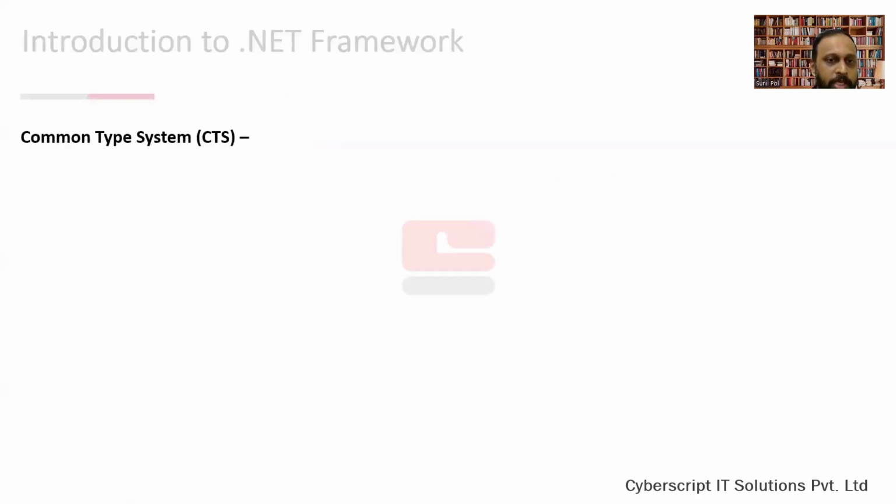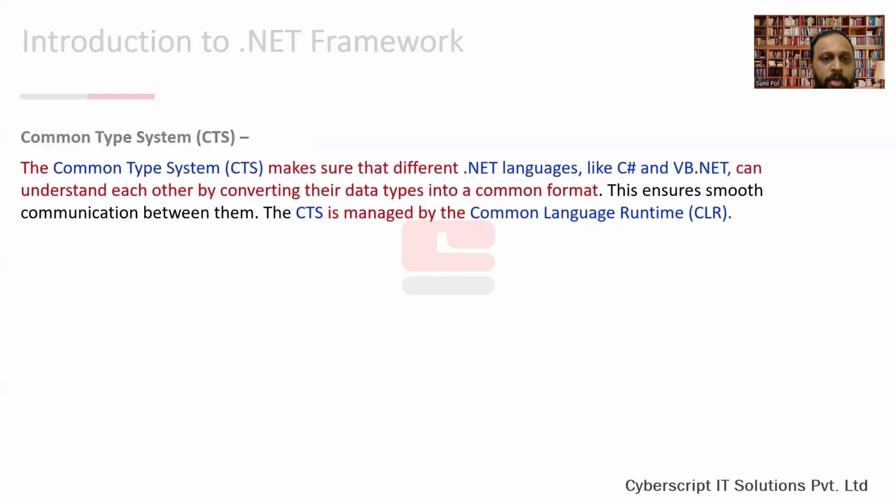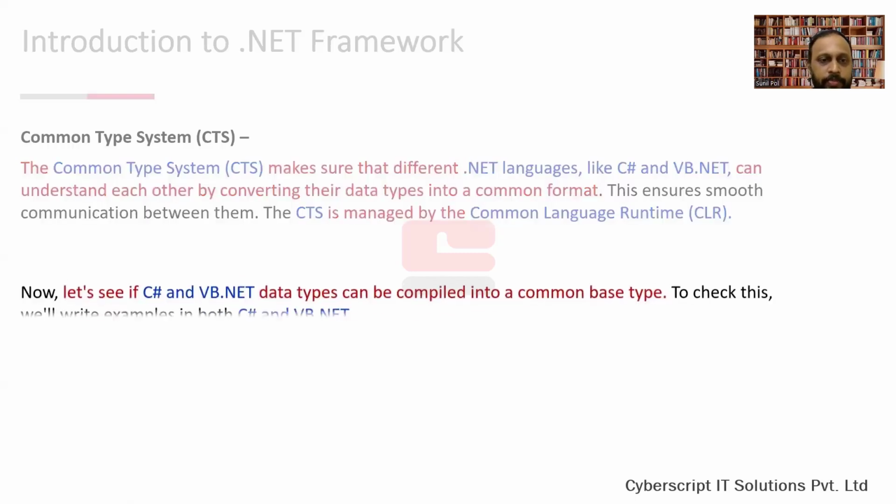So the next one is common type system. The common type system makes sure that different .NET languages like C# and VB.NET can understand each other by converting their data types into a common format. The common format is nothing but the MSIL. This ensures smooth communication between them. The CTS is managed by the common language runtime.